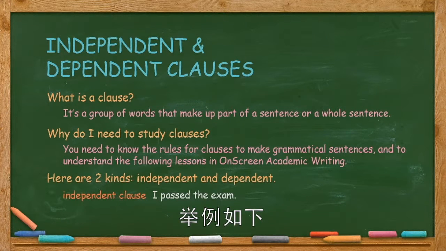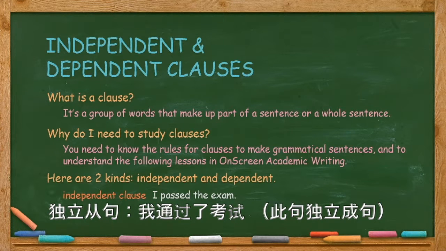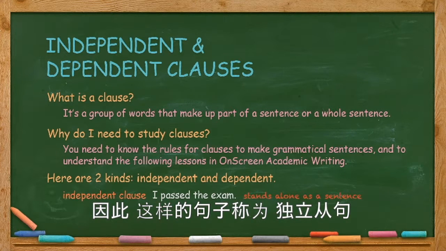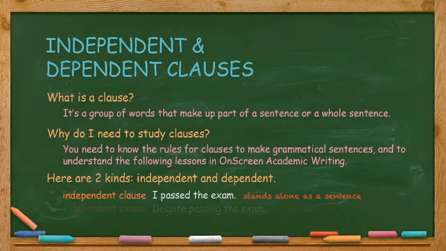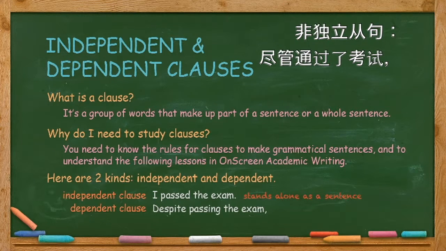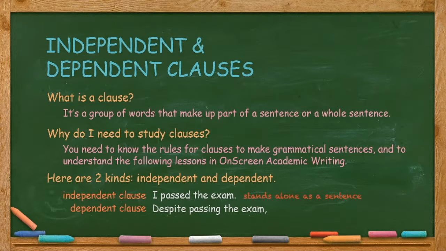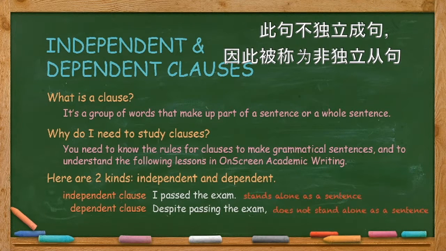Here are two kinds of clauses, independent and dependent. The independent clause, I passed the exam. This stands alone as a sentence. That's why it's called independent. And the dependent clause, despite passing the exam, this does not stand alone as a sentence, and that's why it's called dependent.